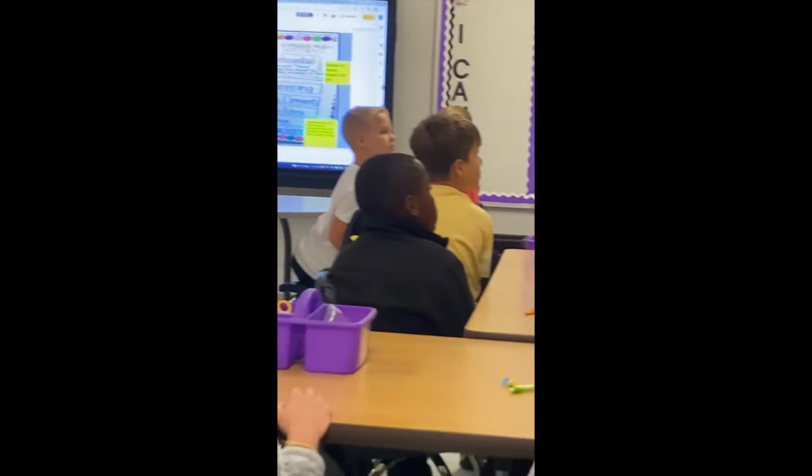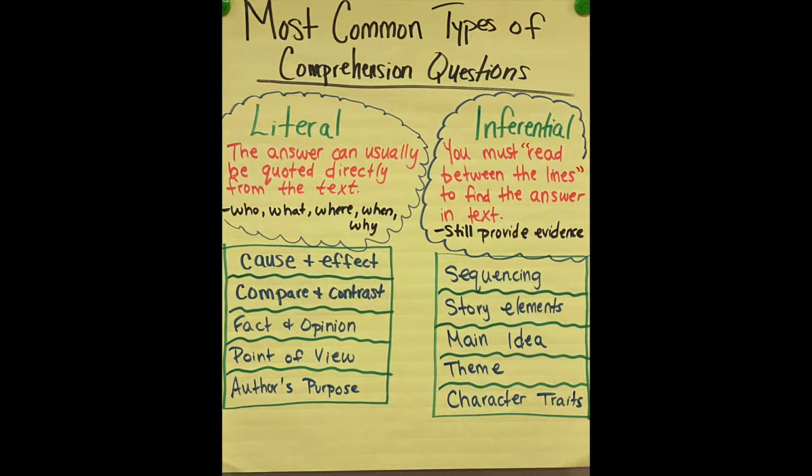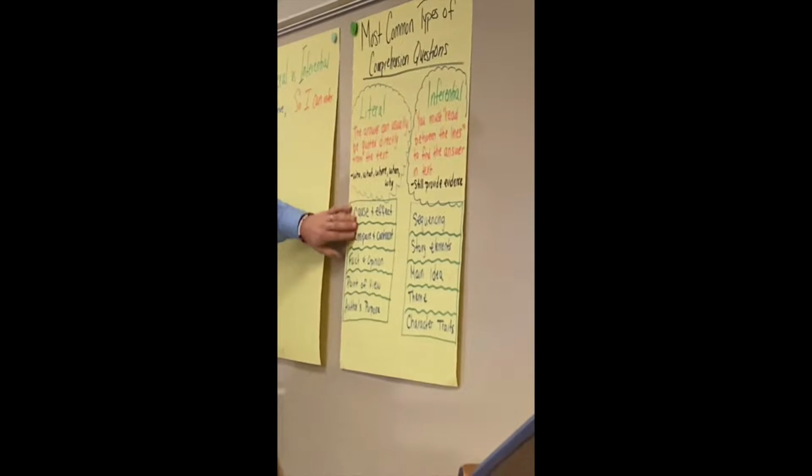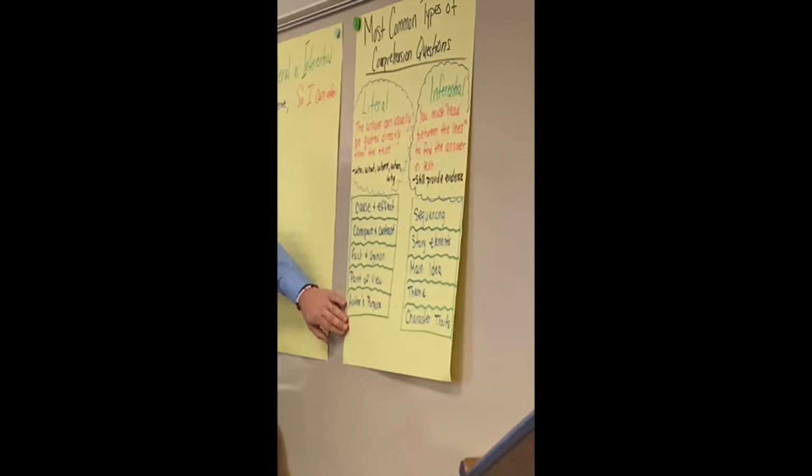Okay, so we have our two most common types of comprehension questions. Literal and inferential. We just said that literal is answers that are directly quoted from the text. It's right there. And it's usually words like who, what, when, where, and why. Those kind of words can answer those questions. Like if I said, I went to the grocery store yesterday, and you asked me where, and I said Eagles. Okay? So that's the kind of question we can answer. Usually these are like cause and effect, or compare and contrast, fact and opinion, point of view, or author's purpose. And we're going to discuss all these things this year if you don't know what they mean, okay?